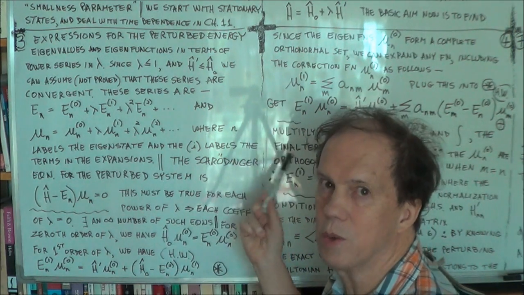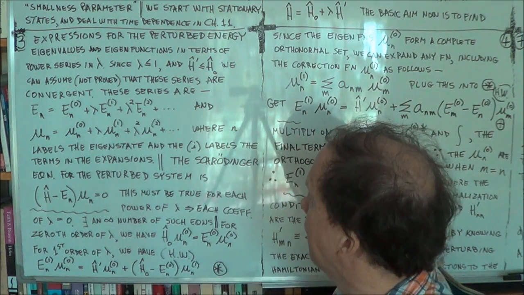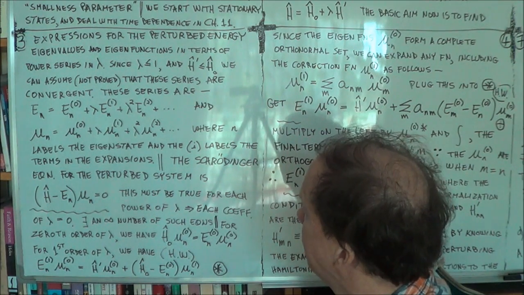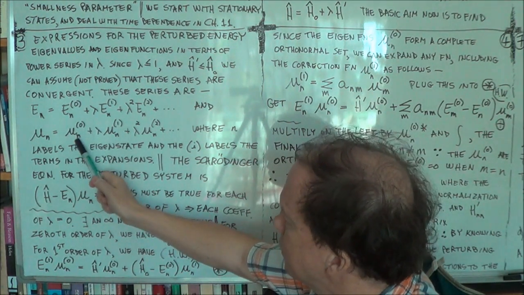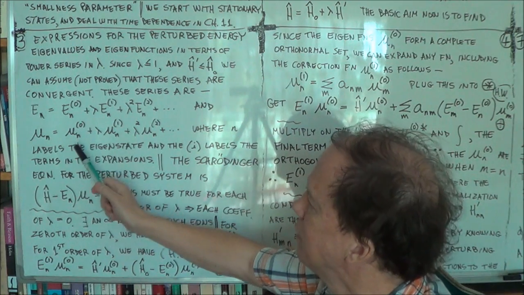Okay, probably next square in this session. All right. Now the n's here, the little n's, they're just the different eigenstates. Right? You're used to that.